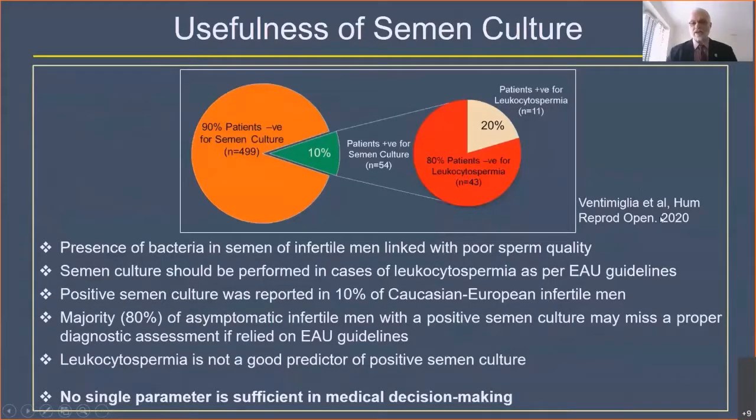In another study, Ventimiglia, also from last year, these authors investigated more than 500 patients. In 90% of these patients, the semen culture was negative. However, in 10%, the semen culture was positive. And if they analyzed these 10% further, only 20% of these patients were positive for leukocytospermia. That means that 80% of these patients would not have been detected if they would just have relied on a leukocytospermia test and would not have done a semen culture. So that means that leukocytospermia is not necessarily a good predictor of positive semen culture, and no single parameter is sufficient in medical decision making, because we need to treat the patients properly and effectively in the end.